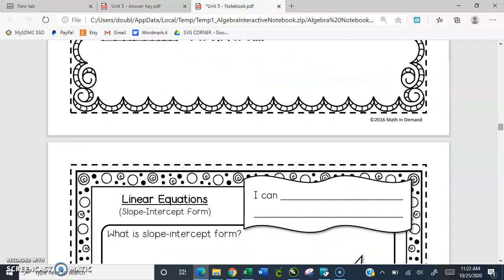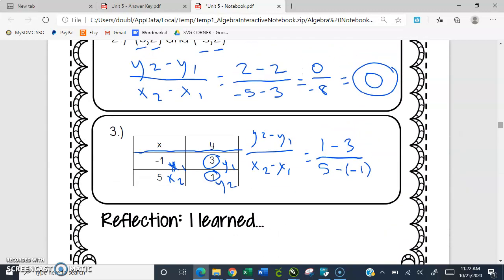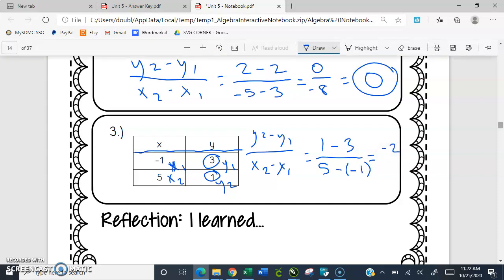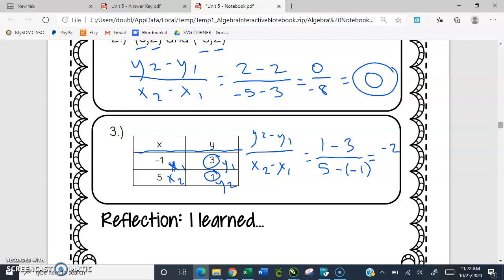Okay, I'm glad they gave it this type of problem because we have two negatives. So 1 minus 3. Okay, that gives us a negative 2. We have 5 minus a negative 1. So we got two minuses that's multiplying. So it really turns into 5 plus 1. That gives us a positive 6.